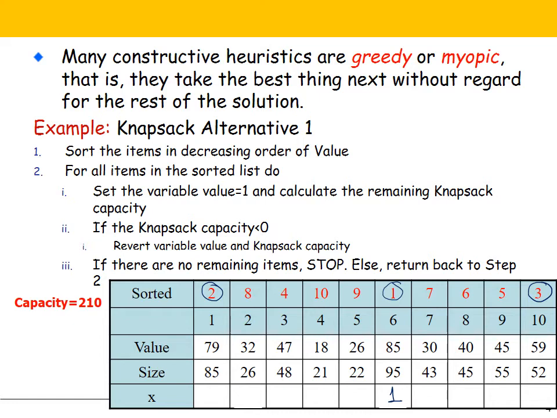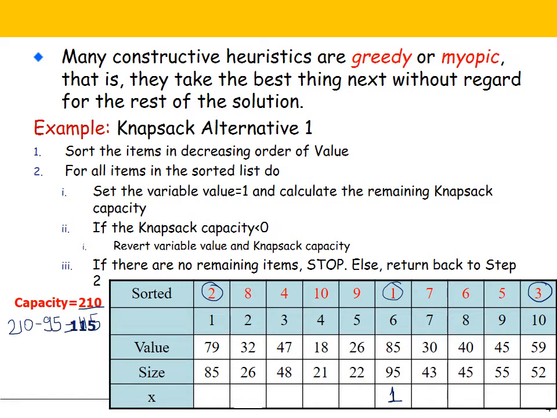And then we evaluate: if 210 was our capacity, we subtract the size of this item from 210, and we find it's 115. Since this is greater than 0, we still have remaining capacity, so we say, okay, this is good. We can continue with the next item.